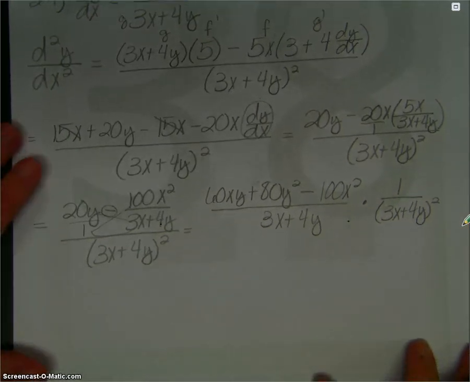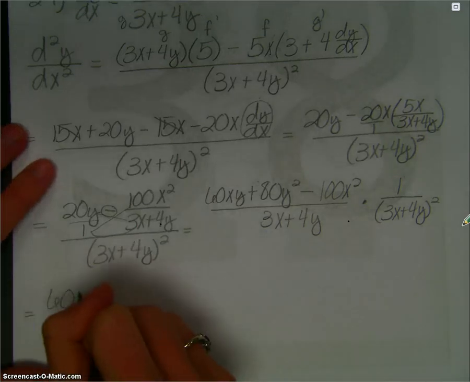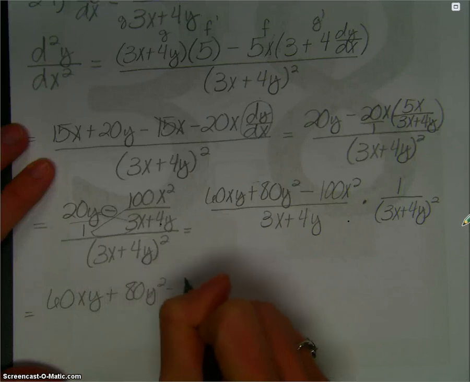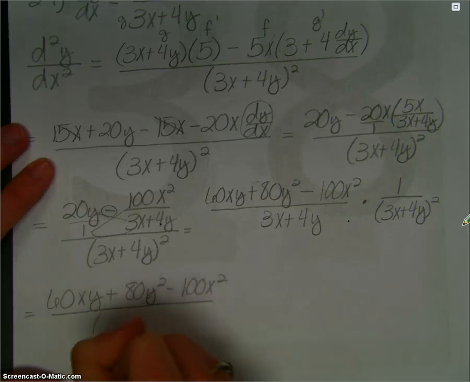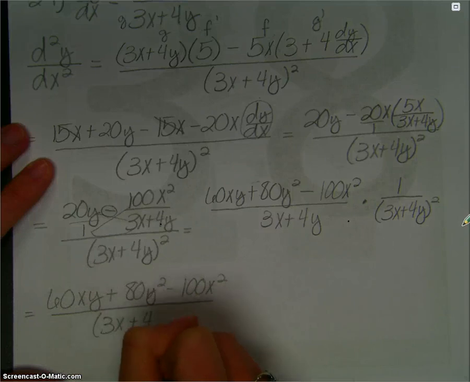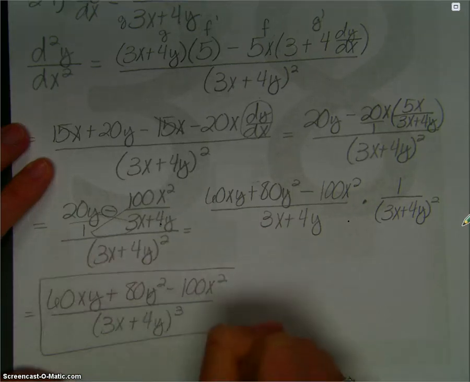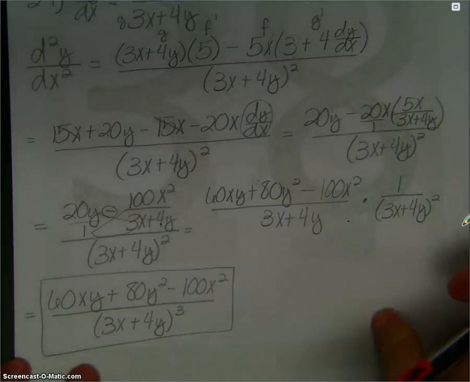Okay, so on the top now, nothing's going to cancel out with that. I'm just going to leave that the way that it is. So that's going to give me 60xy plus 80y squared minus 100x squared. And on the bottom, I'll have my 3x plus 4y cubed. So there's my second derivative right there.